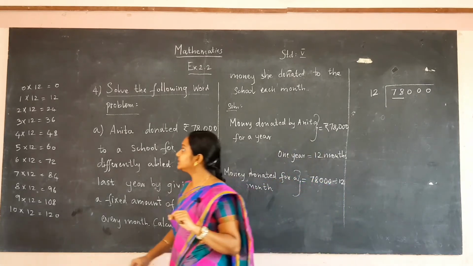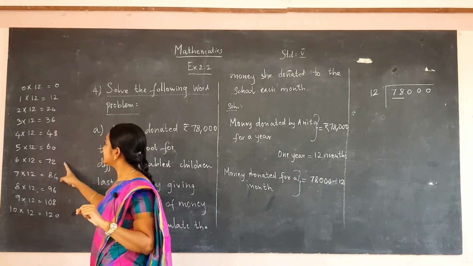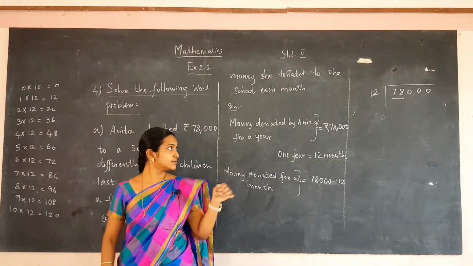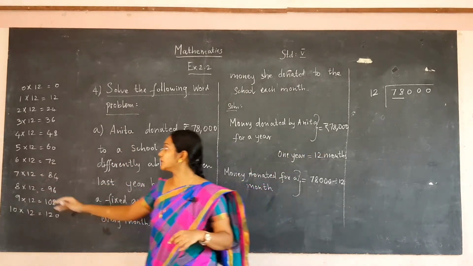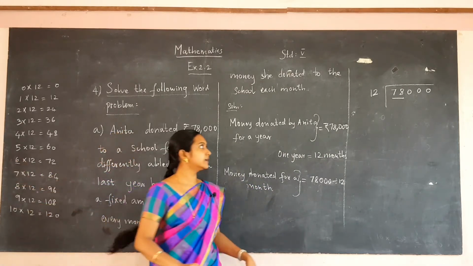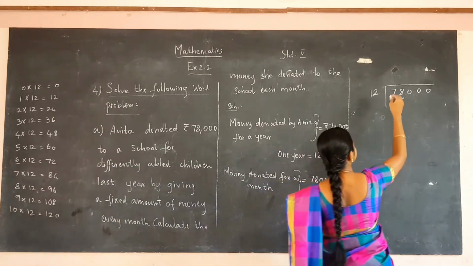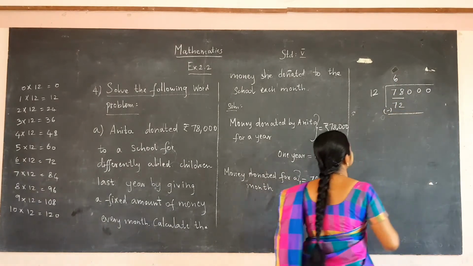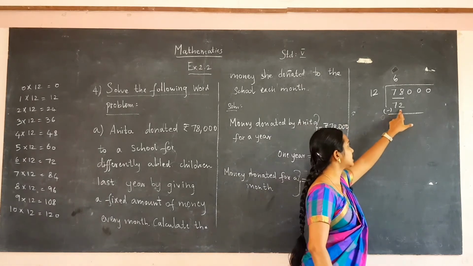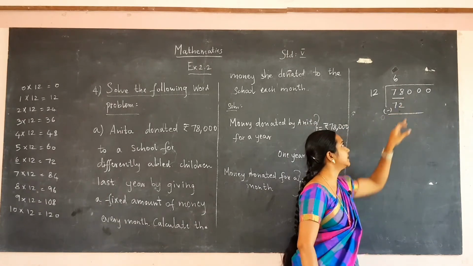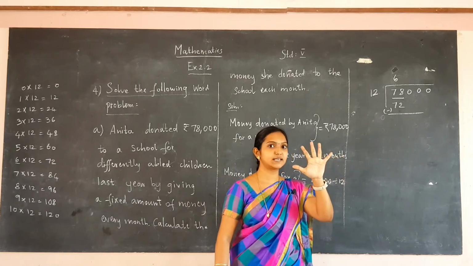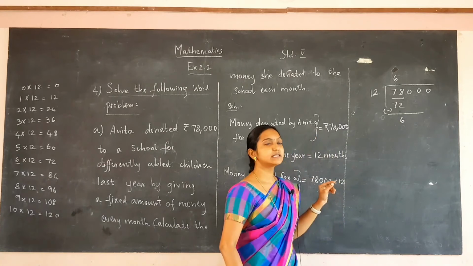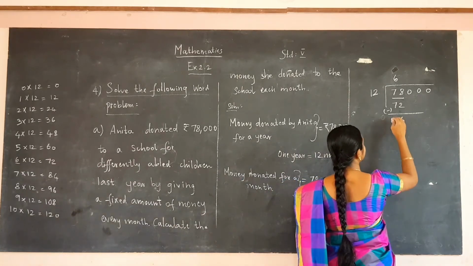Find the number that is nearer to 78. 6 into 12 equals 72. 72 is nearer to 78, so we write 6 in the quotient and write 72 here. Now we subtract 72 from 78. Start counting from 2 until you reach 8: 3, 4, 5, 6, 7 and 8. So write 6. 7 minus 7 will be 0.